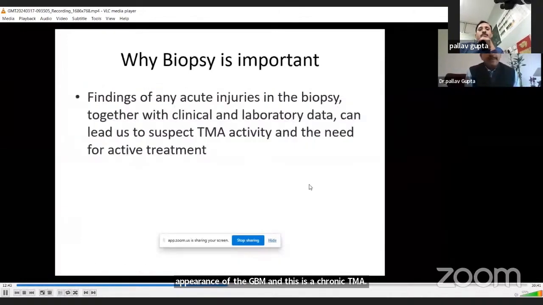So why is biopsy important in patients with post-transplant TMA? We need to do biopsy to find out any acute injury, and together with the clinical and laboratory data, it can lead us to suspect the TMA activity and the need for giving active treatment to the patient.